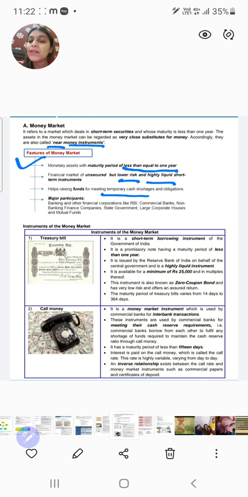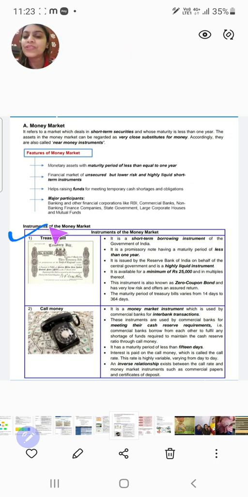Now the major people involved in this are the RBI, the commercial banks, other finance companies, and some corporate houses, plus mutual funds also. So these are the people involved in the money market dealings. Next are the instruments. We have basically 5 instruments in front of us.